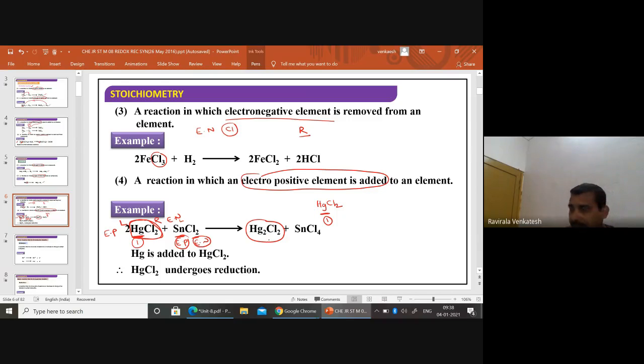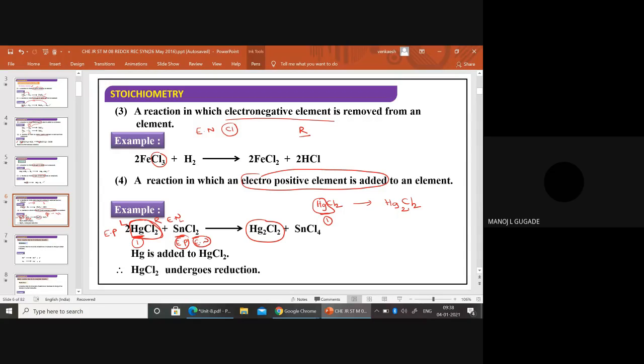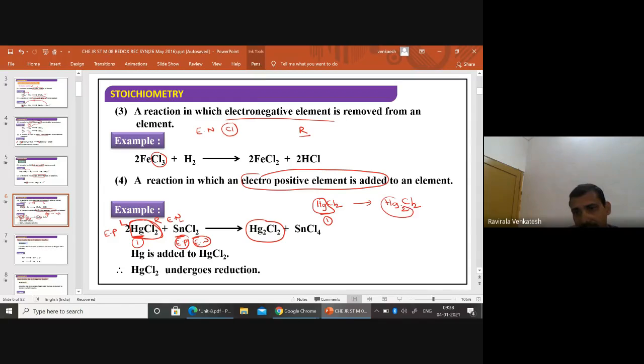Anybody? On the reactant side, one mercury is there. On the product side, how many mercuries are there? 2. 2 are there. That means it is a reaction in which electropositive element is added. Yes, one electropositive element is added. So which reaction is it called? Reduction reaction.